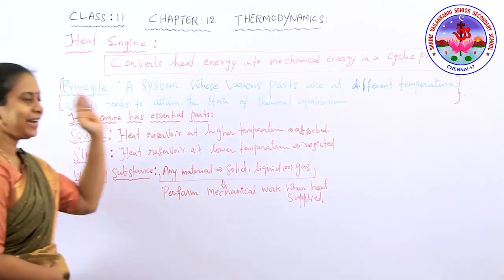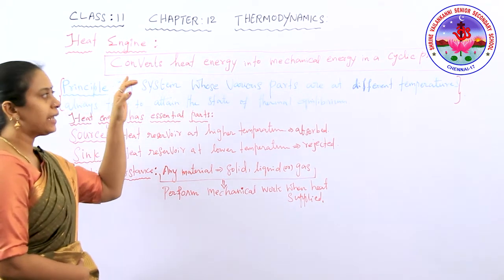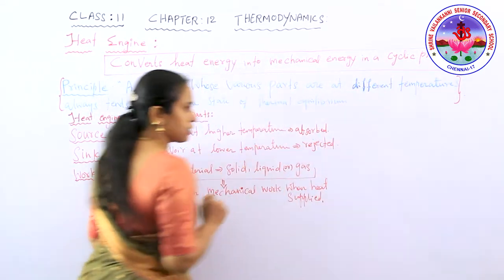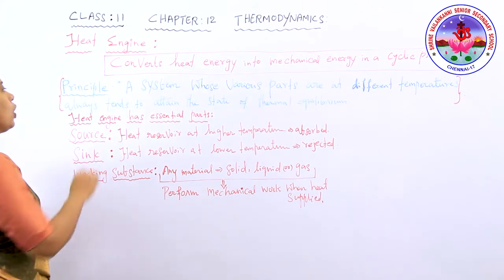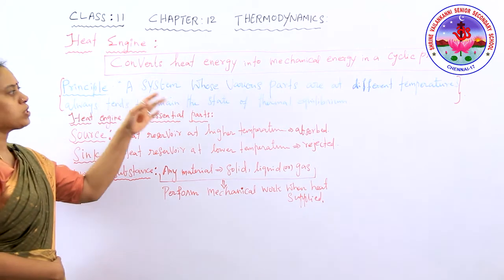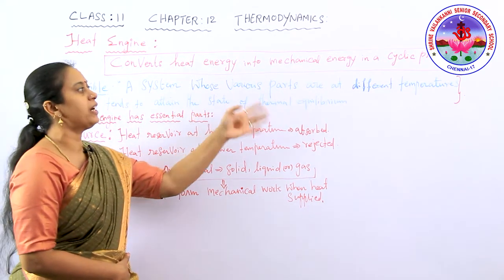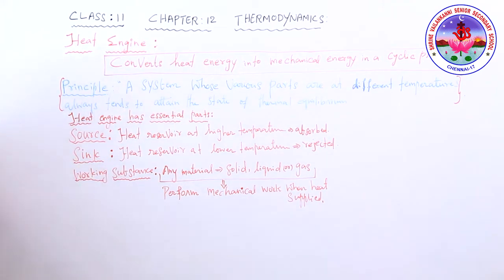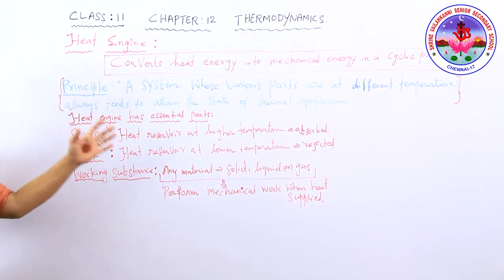Yes students, heat engine. Actually, this heat engine helps to convert heat energy into mechanical energy in a cyclic process. The process is a cyclic one, right? What is the principle of this heat engine? A system whose various parts are at different temperatures always tends to attain the state of thermal equilibrium. This tendency can be utilized to deliver some work to the surroundings via some suitable arrangement we kept. See the diagram.